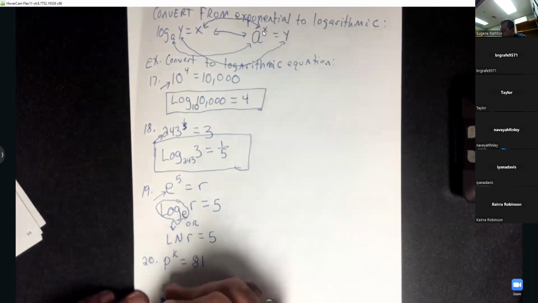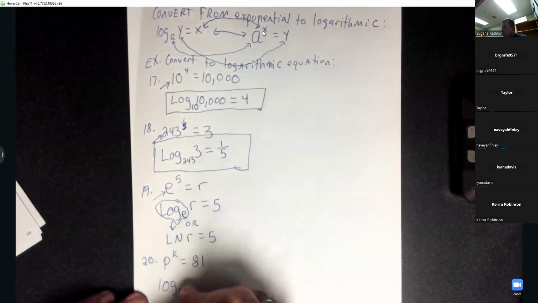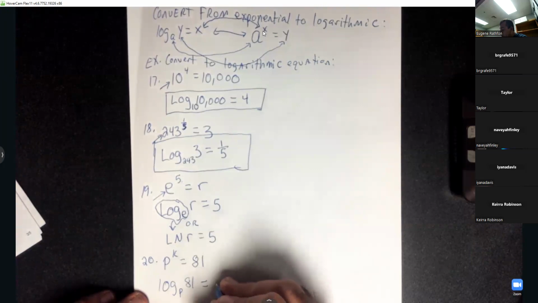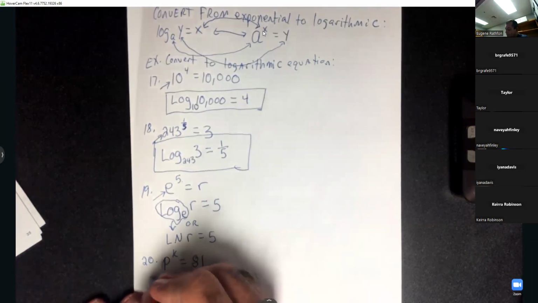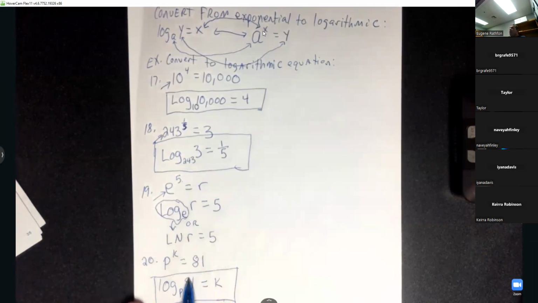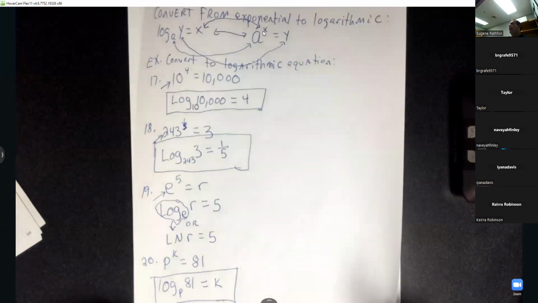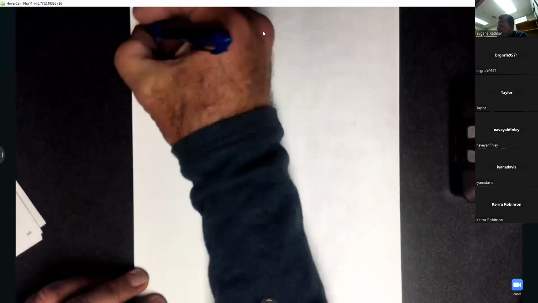All right, so let's see if y'all got this. You got log base p, it looks like, of 81 equals k. Good job. They're trying to throw curveballs using letters like that, but still the same thing. Your base, your exponent, your result, okay? All right, y'all. So now they want to go the other way. They're going to want us to turn logarithmic into exponential.